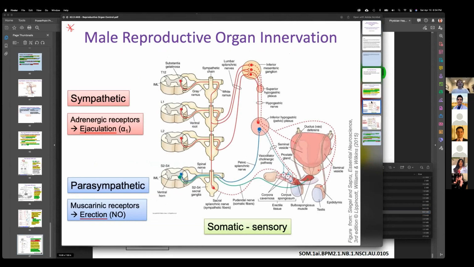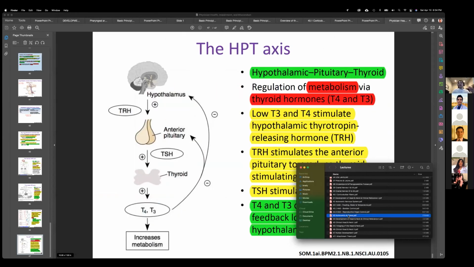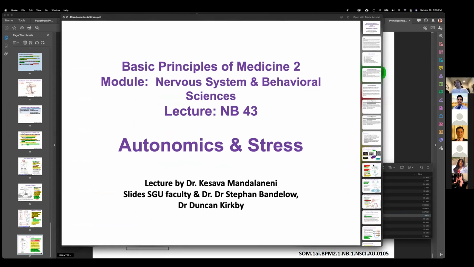Reproductive control, it's a couple slides. Point and shoot. Erection, ejaculation. Erection, nitric oxide helps to vasodilate the vasculature. Ejaculation is the alpha 1 response. That's more term 4 stuff. Y'all love that. All right, autonomics and stress.